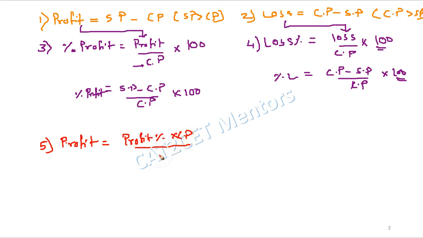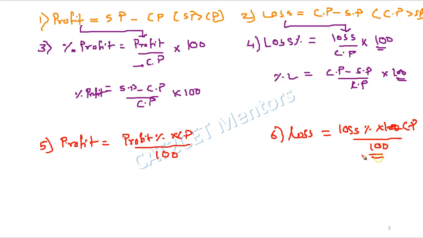upon 100. And if I have to calculate loss, whenever I am given percentage loss, it is written as loss percentage multiplying this by cost price upon 100. Sorry, it is the cost price upon 100 that is going to give me the loss. I hope this is clear to all of you.